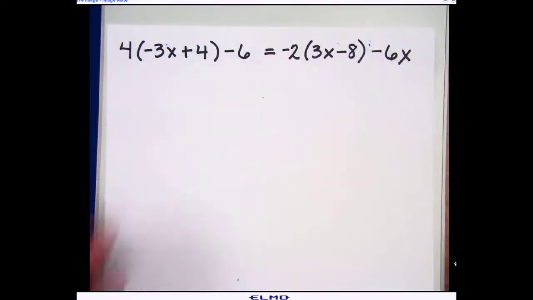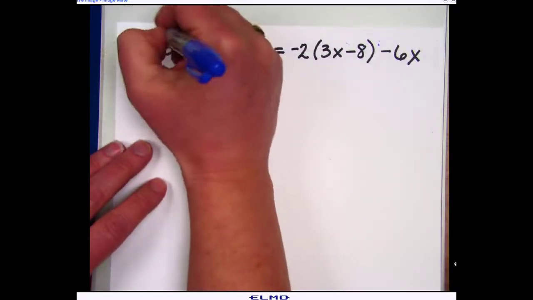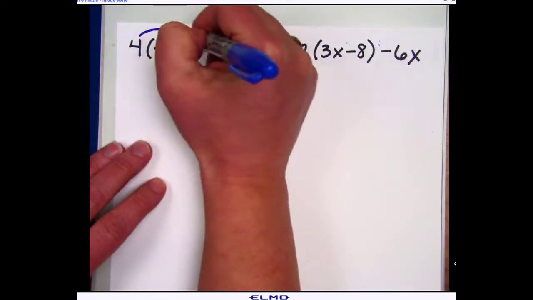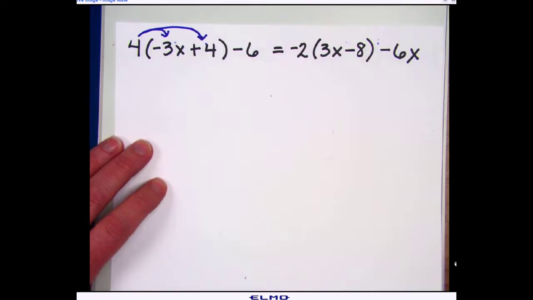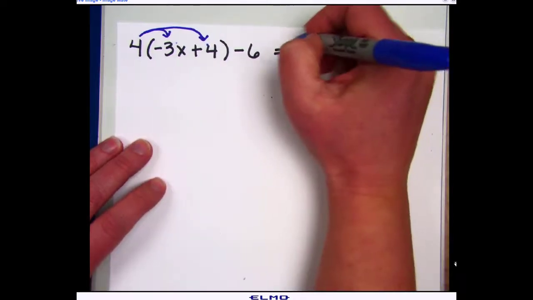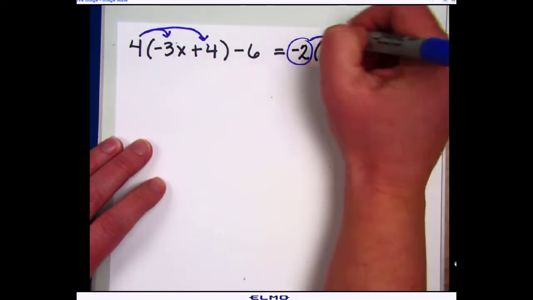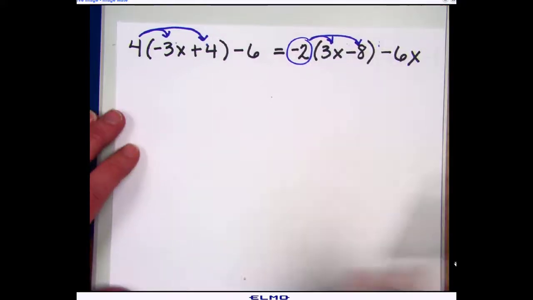When we first look at this problem, it looks very similar to the last one, and in fact, we would start it exactly the same way. I'm going to get rid of my parentheses. On the left-hand side, I'm going to distribute the 4. On the right-hand side, distribute the -2.